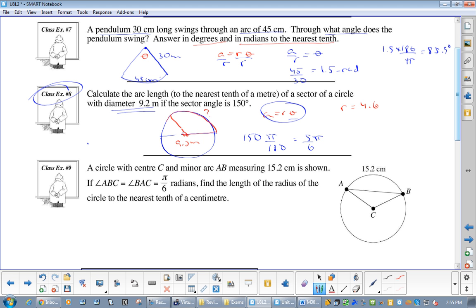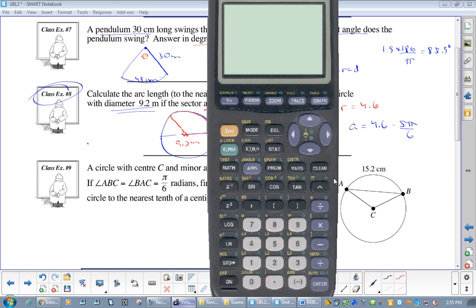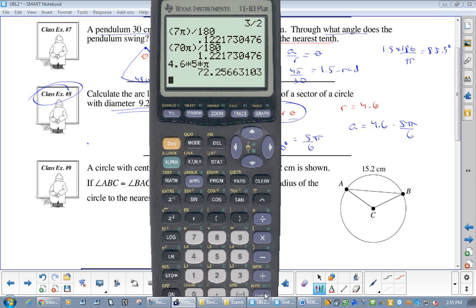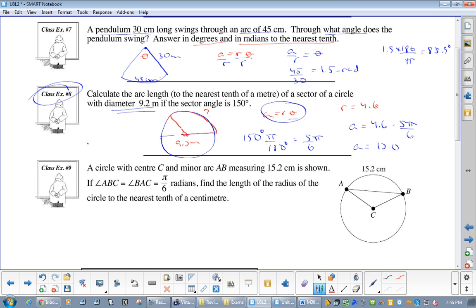So now using this formula, arc length equals radius, 4.6, times 5 pi over 6. Now make sure you multiply by the pi, right? So it's 4.6 times 5 times pi. You can hit enter if you like, and then divide by 6. So 12.0. The arc length is 12.0 meters.